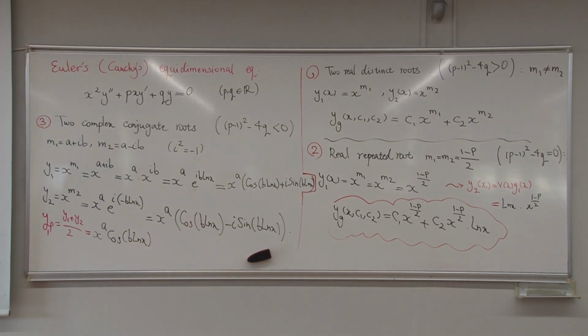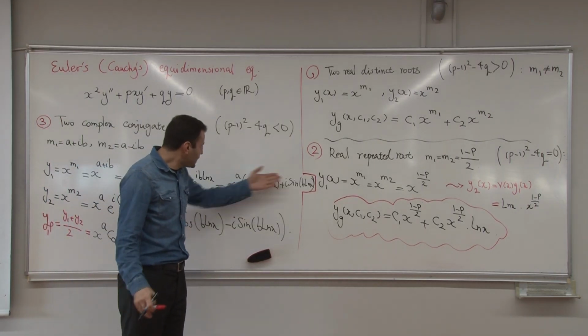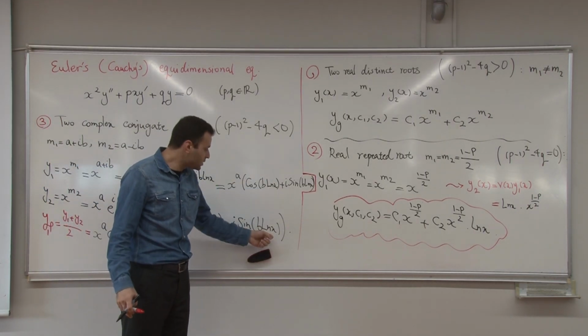Why did we select that? Because, you see, this is a complex function, right? We have some complex numbers.